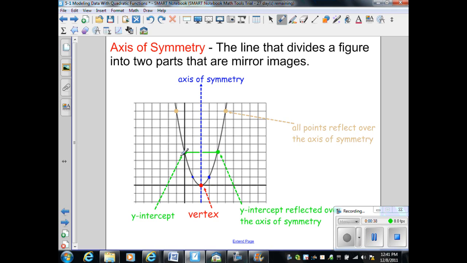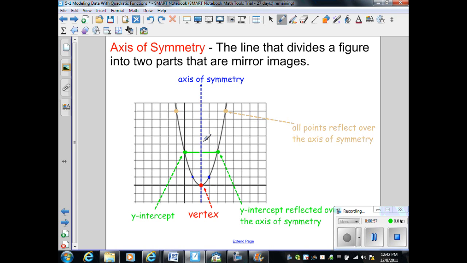Notice in green we have a y-intercept. We already know that that's where a point intersects the y-axis. Notice also that it's reflected over the axis of symmetry and it's the same number of units away. And that's what's identified on the other side. The y-intercept is reflected over the axis of symmetry.